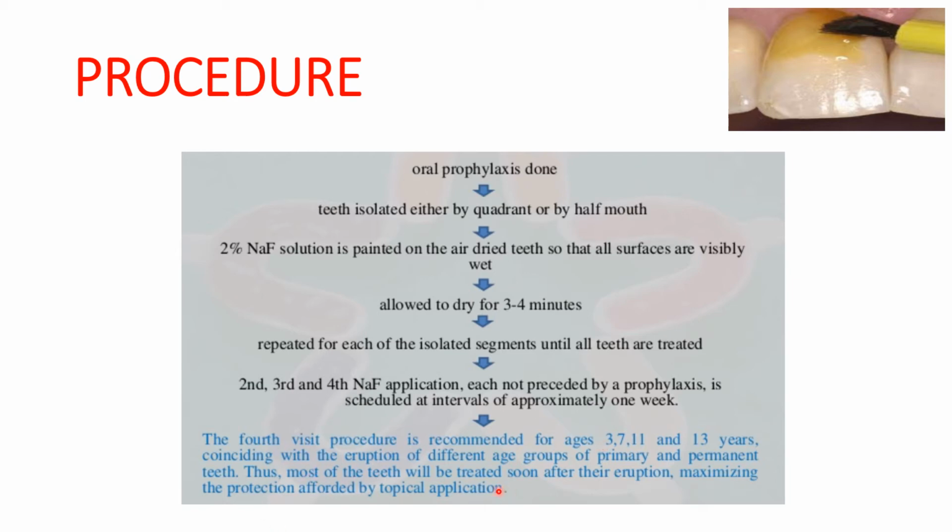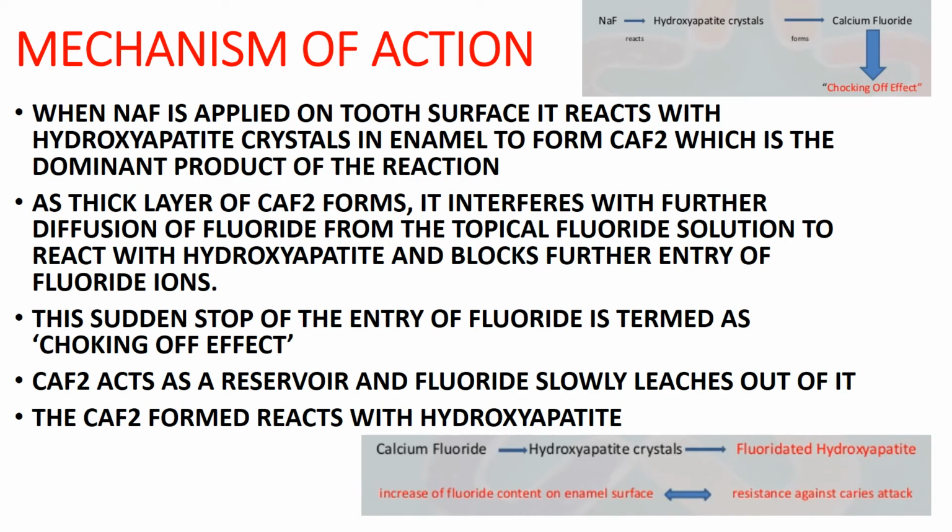Now this coincides with the eruption of the different age groups of primary and permanent teeth. At these ages you can see there is eruption of various teeth, and because of that, if you apply the sodium fluoride at these particular ages, most of the teeth will be treated soon after eruption, maximizing the protection afforded by the topical application. That is the reason you do the application at 3, 7, 11 and 13 years: whenever the teeth are erupting, you maximize the protection of the teeth with this fluoride.